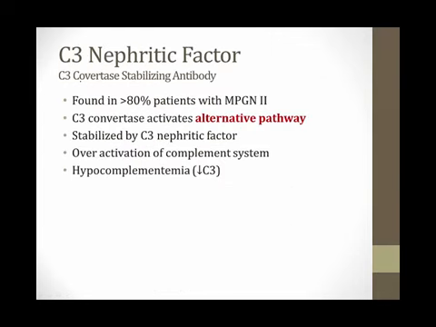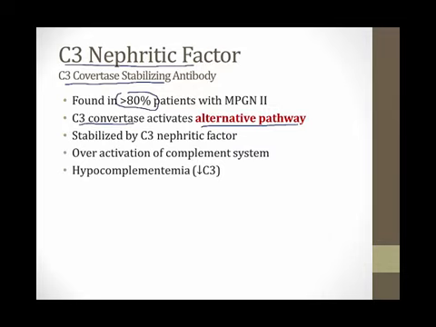Shown on this slide is the most important feature of MPGN type 2 for you to remember for Step 1 of your boards, and that is the fact that MPGN type 2 is associated with the C3 nephritic factor. It's also called the C3 convertase stabilizing antibody. This antibody is found in over 80% of patients who have MPGN type 2 or dense deposit disease. Recall from immunology that C3 convertase is part of the complement system, and it activates complement via the alternative pathway.